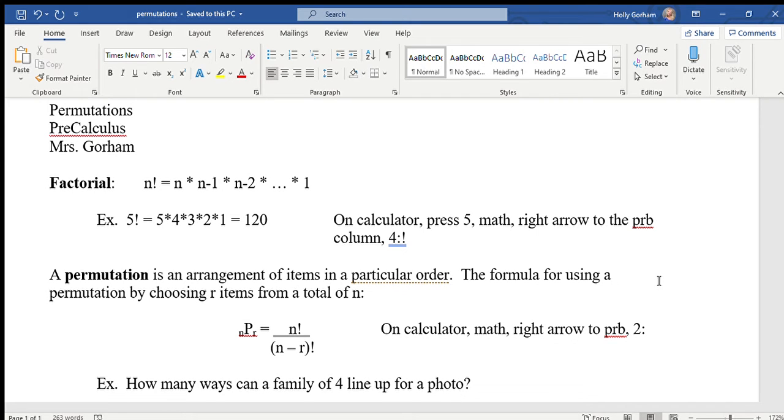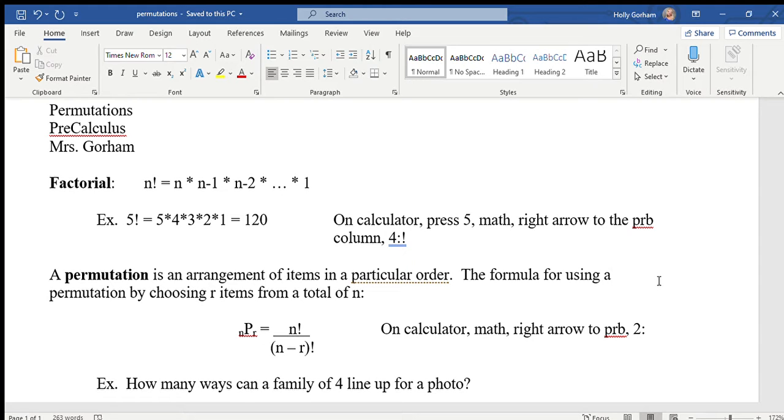Okay, so now we're going to get away from the book for a little bit, for just a few days. We're going to talk about permutations, combinations, and counting principles. We talked about this in Algebra 2. Your book here in Pre-Cal doesn't necessarily go into it, but it is something that you need to know for future math classes. So the first thing we're going to talk about is factorial.